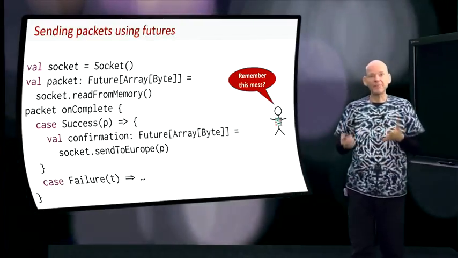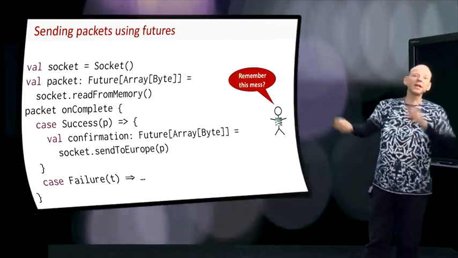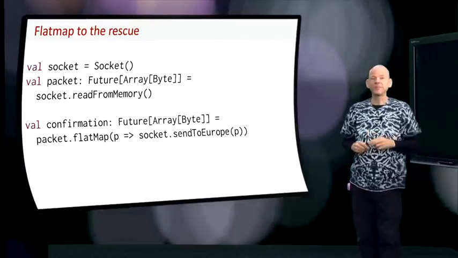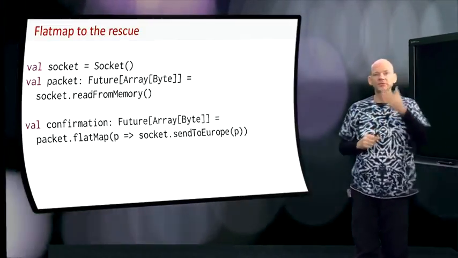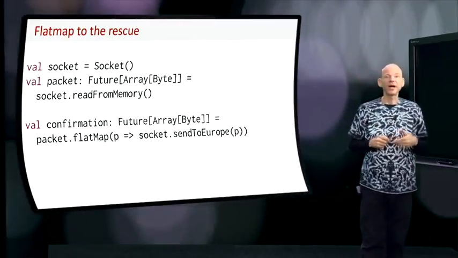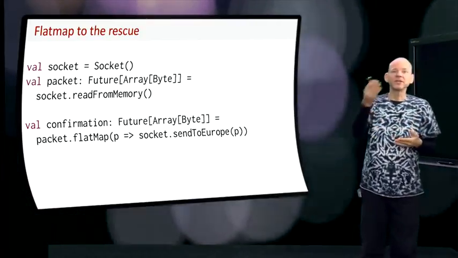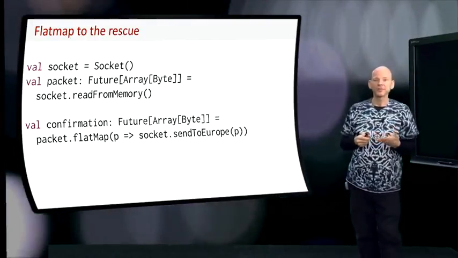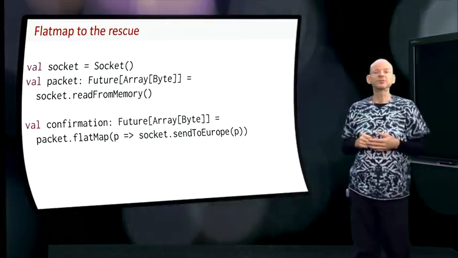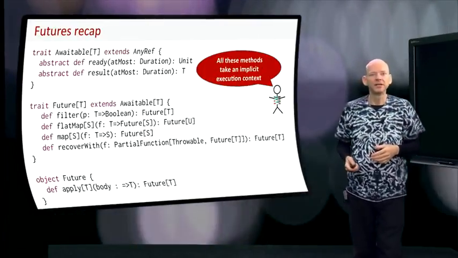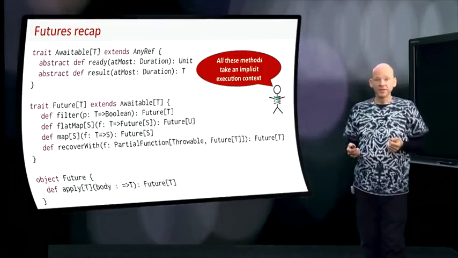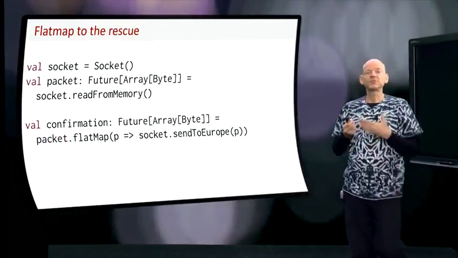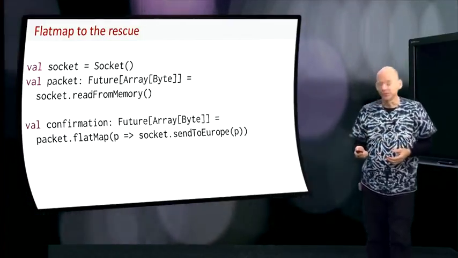By using flat map. So flat map, again, will hide all this plumbing and pattern matching for us, such that we can write nice, smooth, straight line code. So let's use flat map. And here we go. What we do is we read from memory. We get a future of array of bytes. Let's call that packet. And then we just flat map over that. So flat map will take a future of array of bytes and give us in that function, p is now of type array of bytes. And now we can send it to Europe, which would return a future of array of bytes. And the type of flat map will all work out. All right? So I'm pretty sure that you agree that this code looks messy and this code looks beautiful. So again, flat map comes to the rescue.